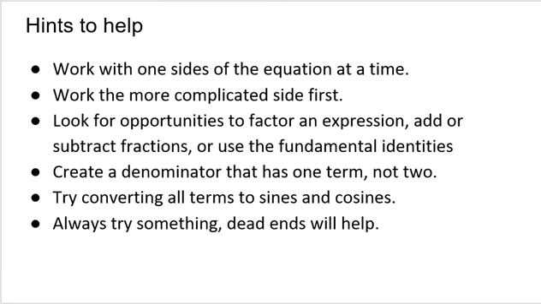As we did with simplifying, look for opportunities to factor, look for opportunities to add or subtract, and definitely look for opportunities to use the fundamental identities. That's what simplifying was all about. Sometimes you have to create a denominator that has one or two terms. That's a little bit weird, but I'll explain what that is as we look at some examples. And again, remember, there's that final technique that almost always works, maybe 999 out of 1,000 times, which is just converting everything to sines and cosines. If you convert everything to sines and cosines, sometimes things start to simplify on their own.